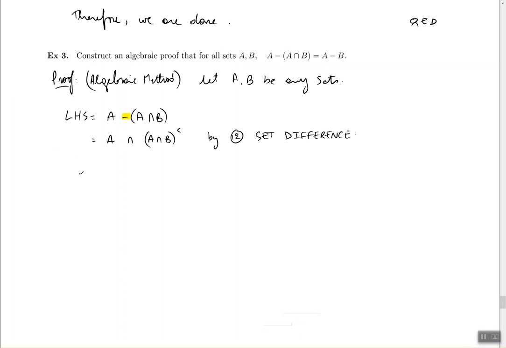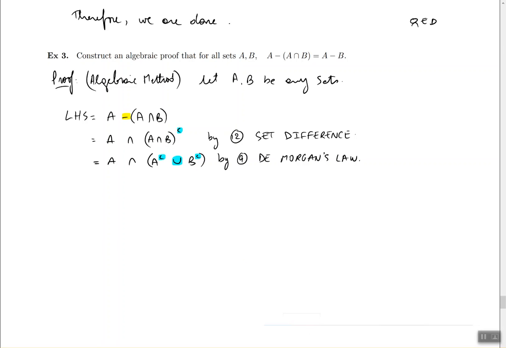Now that we have the complement on the outside, we can go ahead and use De Morgan's law to distribute the complement to the inside of the parentheses. So we're going to go A intersect A complement, and then union B complement. So this is true by De Morgan's law. If you have De Morgan's, you give the complement out to everything inside, and you flip the union to intersection or intersection to union.